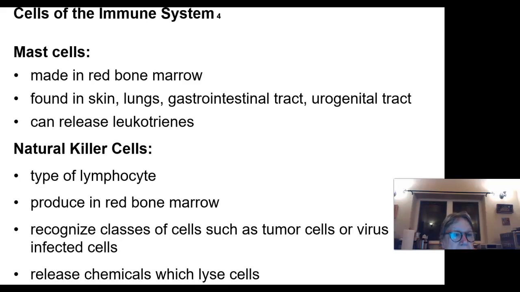And again, with the natural killer cells, they're looking at cancers and tumor cells, to see if they can use your own body to fight off infections, and kill cancer cells and things like that. So they're trying to do synthetic natural killer cells. It's a type of lymphocyte produced in the red bone marrow. It recognizes classes of cells from tumors or viruses, and they also release chemicals which lyse cells. So you might see more and more natural killer cells out on the market.